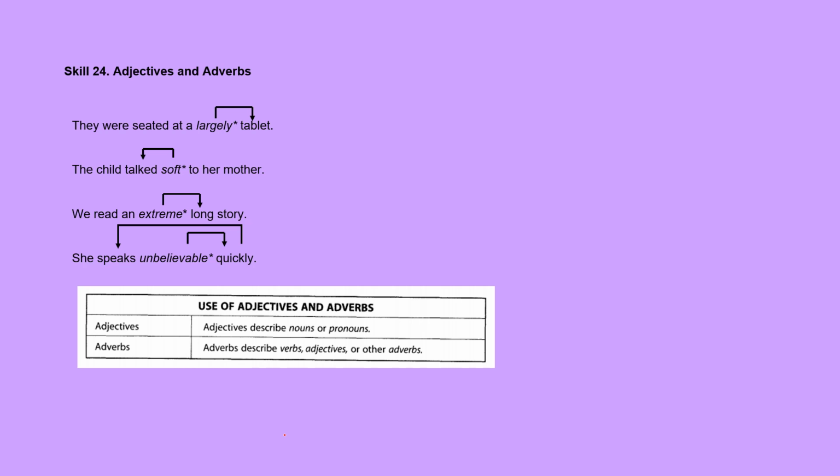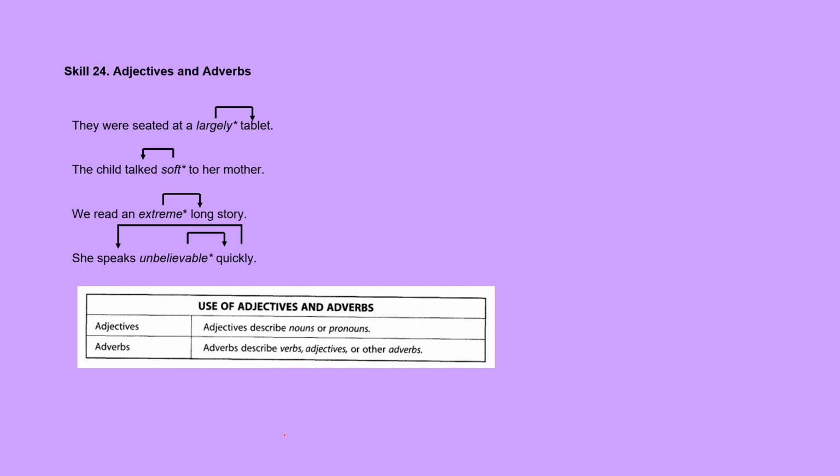Unbelievable is an adjective while unbelievably is an adverb. The pronunciation of those two is almost the same, yeah? Don't be confused. Unbelievable for adjective, unbelievably for adverb. Have a look at the table, use of adjectives and adverbs.